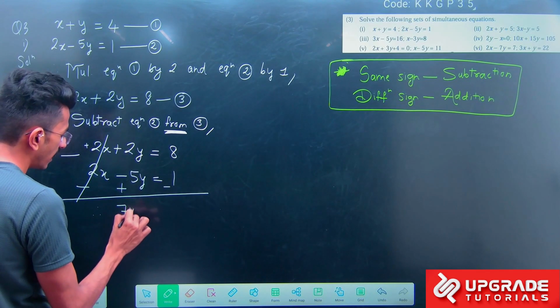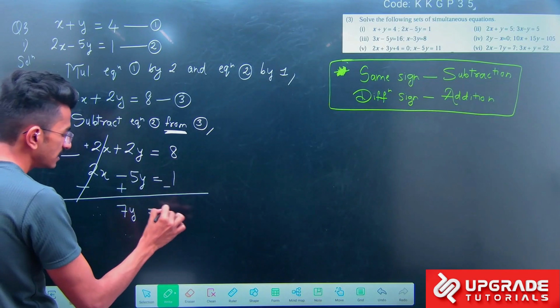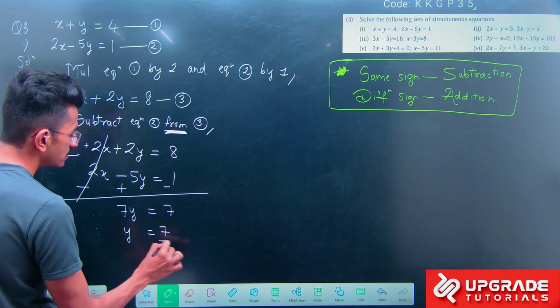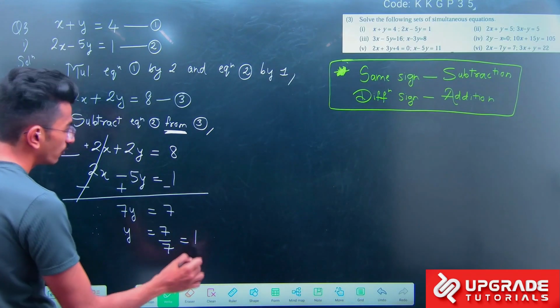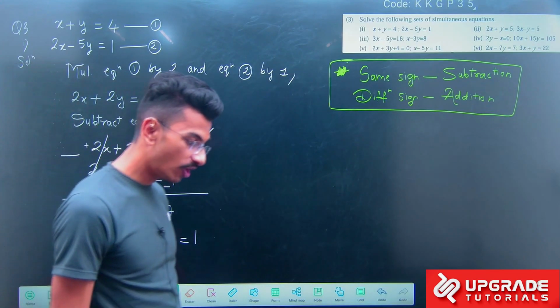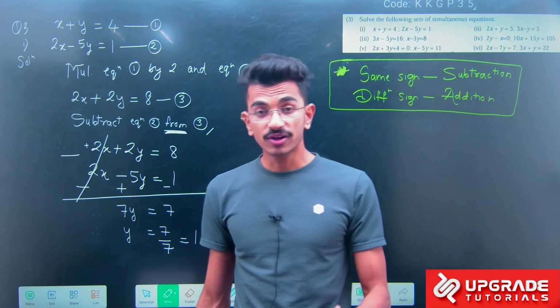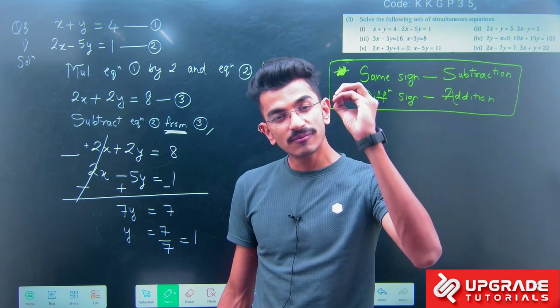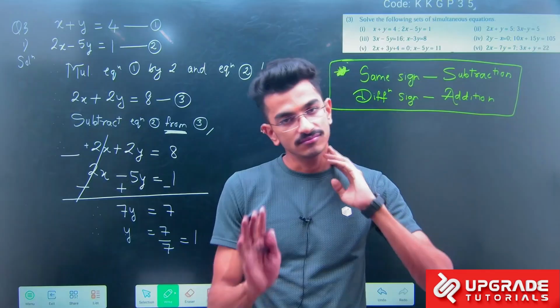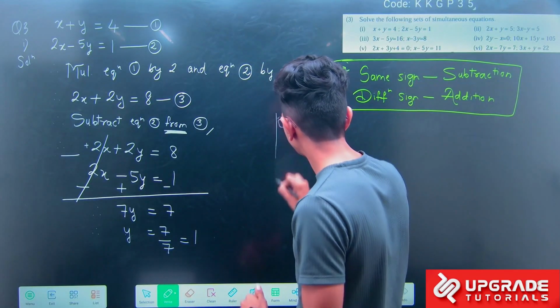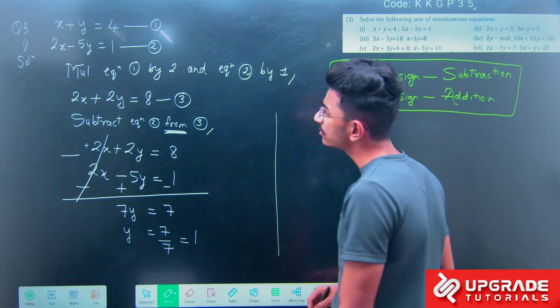Therefore 7y is equal to 8 minus 1, which is 7. So the value of y is 7 upon 7, which is nothing but 1. We got the value of y. Just keep in mind, whenever you add or subtract, कोई भी एक वेरिएबल तो cancel होना ही है. Okay. So y is equal to 7. Sorry, y is equal to 1.